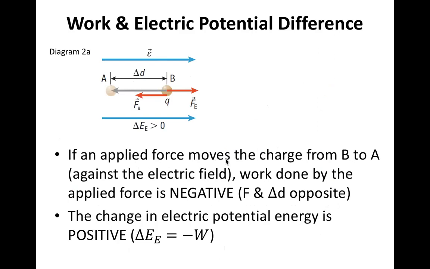Okay, so if an applied force moves a charge from B to A, so that's the opposite direction, against the electric field, so our applied force is to the left, Fe is still to the right with epsilon being to the right. The work done by the applied force is negative because F and D are opposites. But the work done by the field is positive. Oh, I think I've got these slides backwards. Hold on one second.